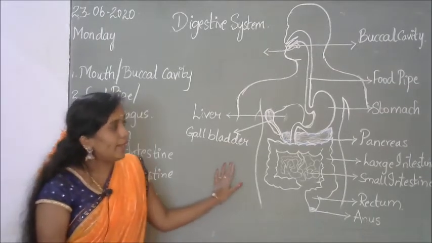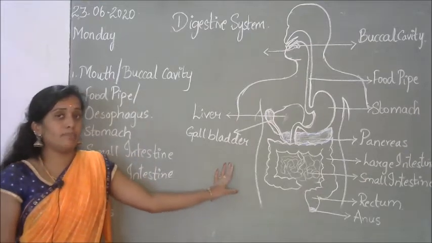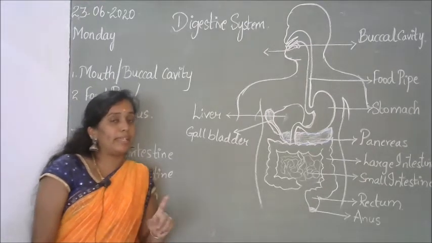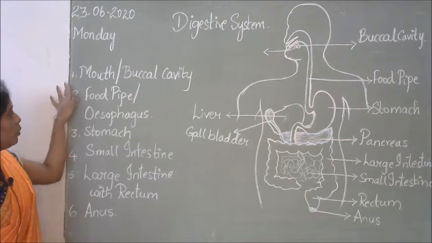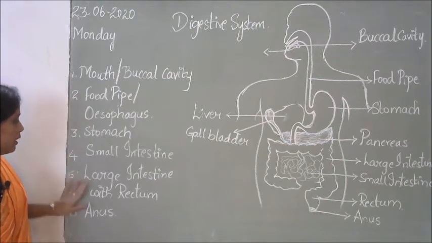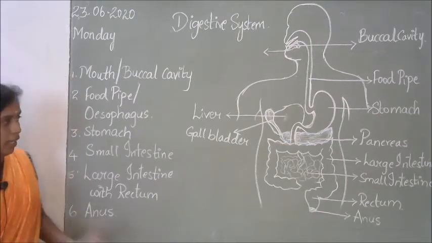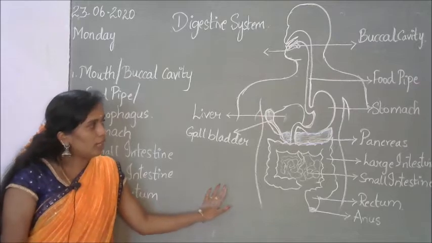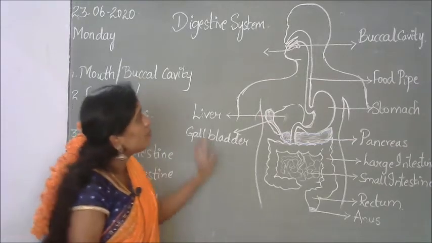This is the diagram of the digestive system. I have already said the alimentary canal consists of what? Mouth, food pipe, stomach, small intestine, large intestine, and the anus. See the diagram of the digestive system in human beings.